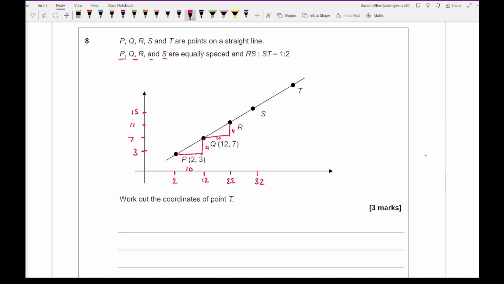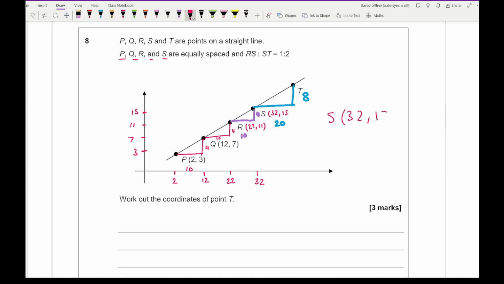So again, labeling the points, R is going to be at 22, 11. S is going to be at 32, 15. Now the only one that's different is the triangle of S to T. The triangle of S to T is twice the size of the triangle of R to S. So if this purple triangle has got a base of 10 and 4, then the triangle from S to T is going to be twice the size, so it's going to be 20 and 8.